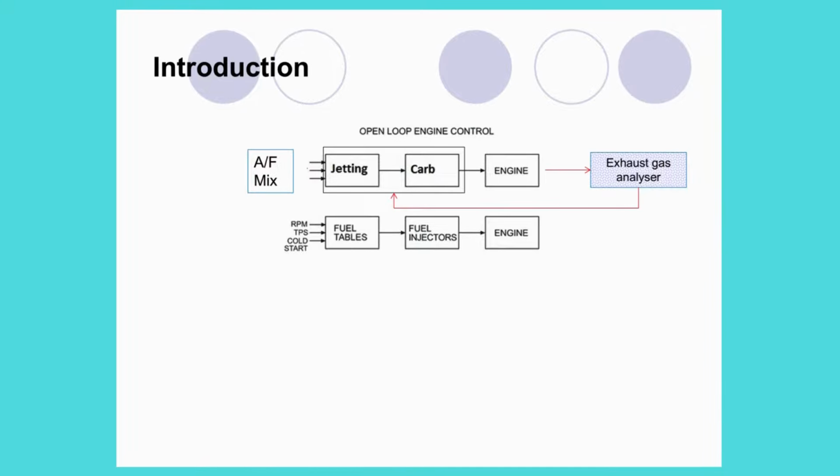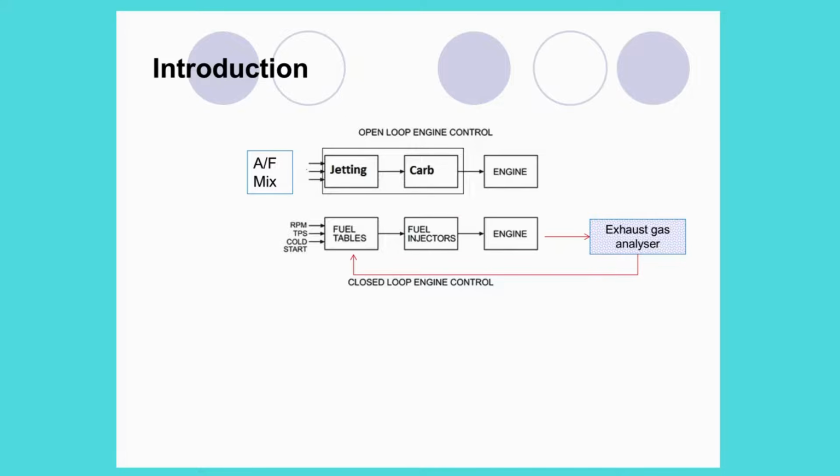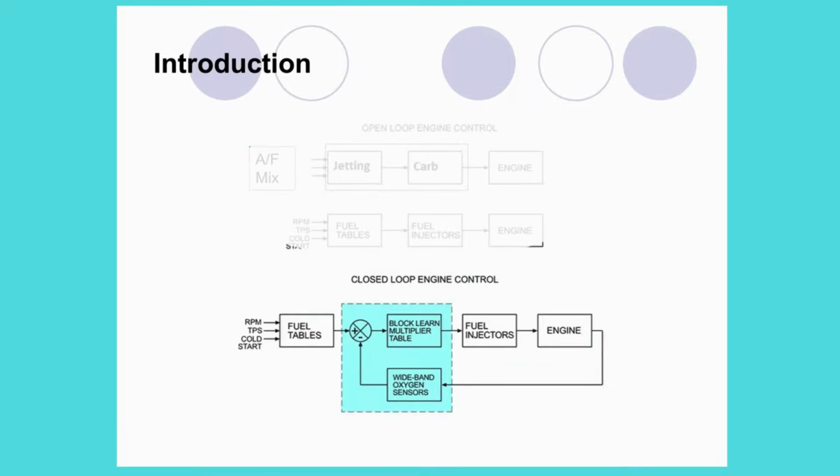Closed-loop control is exercised when an exhaust gas analyzer is used to measure the exhaust output and then adjust the carburetor jettings to perfect the air-fuel ratio. This is the same as with first-generation fuel injection. Closed-loop control in modern engines is achieved by the use of oxygen sensors, which measure exhaust gases and then adjust the fueling in real time.